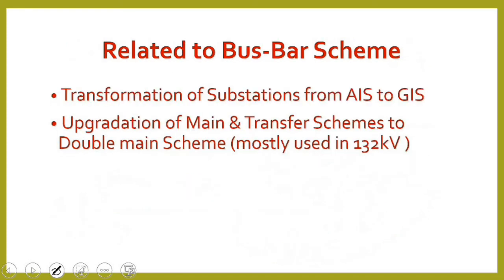Let's talk about the third change. It is related to busbar schemes. In recent times, most of the substations in the central sector are being changed from AIS to GIS. In this transformation, the busbar schemes of the substations are also changed. At the 132 kV level, the preferred busbar scheme used in substations was the main and transfer scheme. However, with the change from AIS to GIS, the main and transfer scheme mostly used in 132 kV systems is being changed to the double main scheme. Though the advantage of the double main scheme at the 132 kV level over the main and transfer scheme is not yet known.